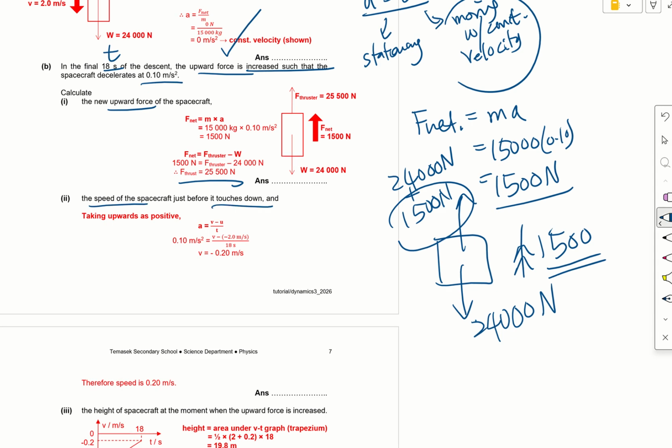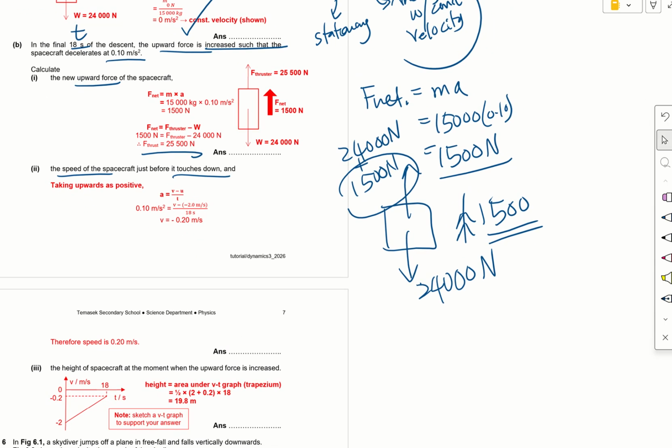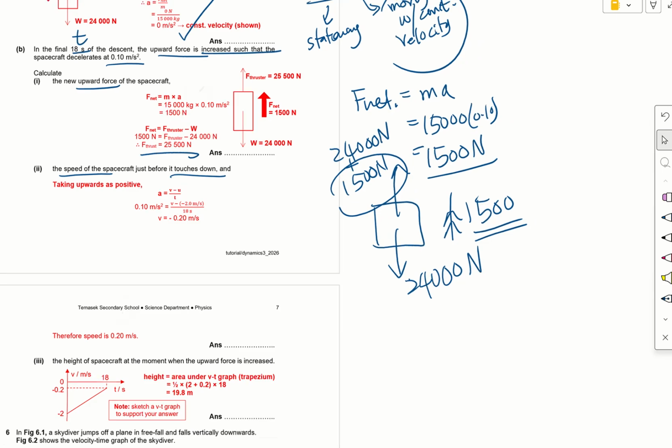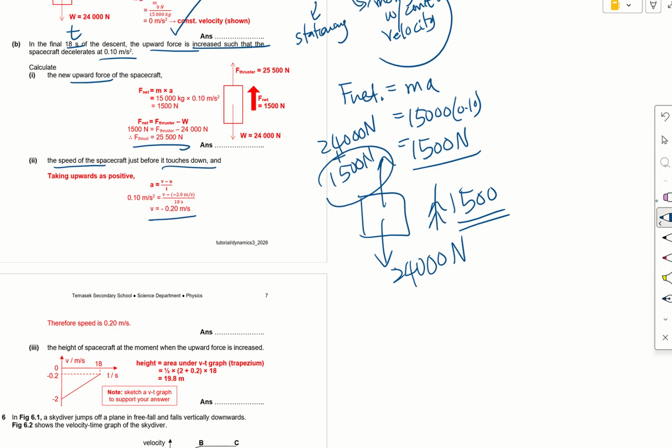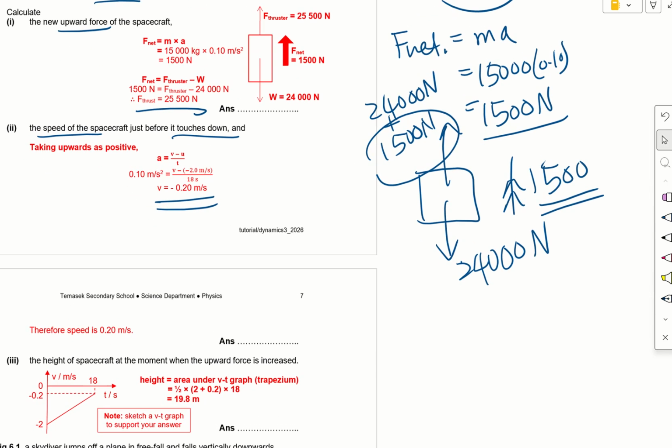They want us to calculate the speed just before it touches down. A lot of students will be tempted to write 0 because that is what they see. After it touches, the speed is 0. But that is not true, right? It has a certain speed. It's only after some time, once it makes contact with the ground, then the speed will become 0. So we need to calculate the velocity before it touches down.